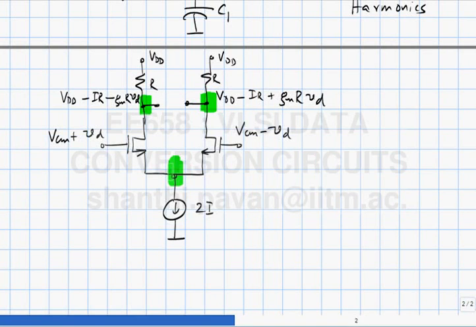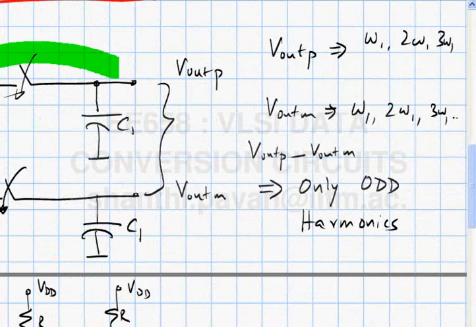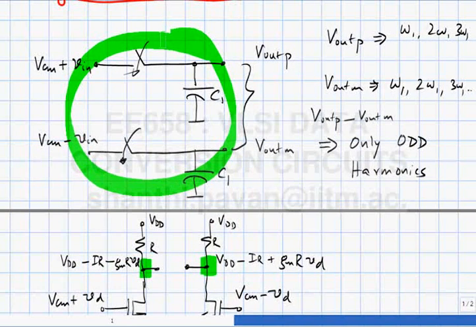So this is also an example of differential operation, but this is differential operation with a difference, in the sense that the common mode is actively getting rejected. This circuit, for example, has got no common mode rejection at all, because if I yank VCM up, the output common mode will also go up.